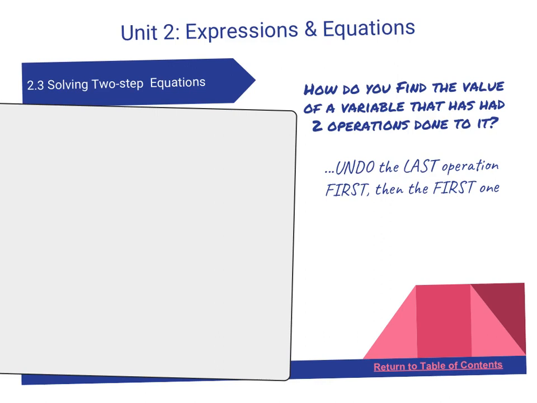I like to refer to this as the last in, first out principle. The last thing you do is the first you undo. Last in, first out. And you always refer back to the order of operations. If you know you multiply, divide, and then add, subtract, then to undo, the last thing you would have done would have been the adding, subtracting, and then the multiplying, dividing.